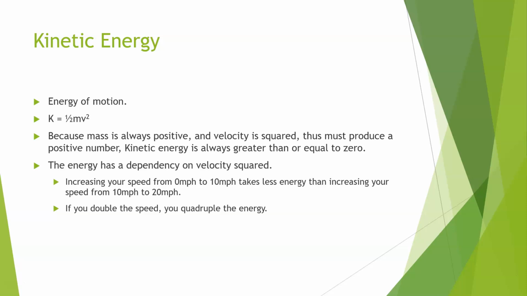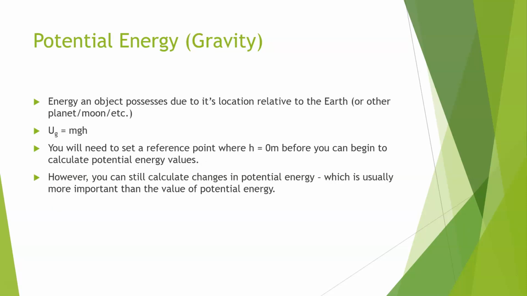Now that v squared is a key component of kinetic energy, and it's a key component because of how squaring numbers works. So for example, if I went from 0 to 10 miles an hour, 10 squared is 100. Then if I went from 10 to 20 miles an hour, 10 squared is 100, 20 squared is 400. So by doubling the speed, I've actually quadrupled the amount of energy, and it's all due to the v squared.